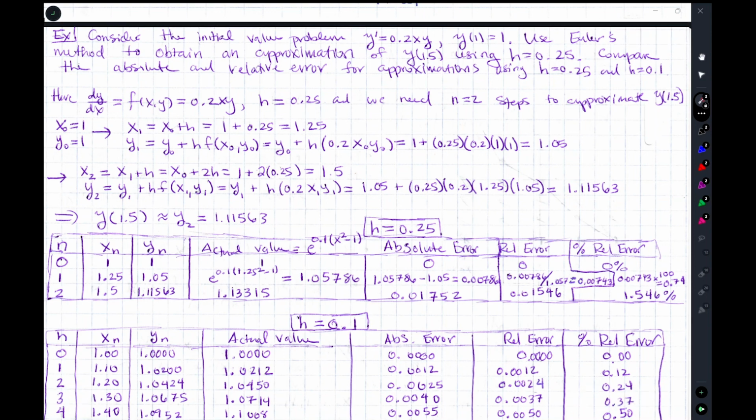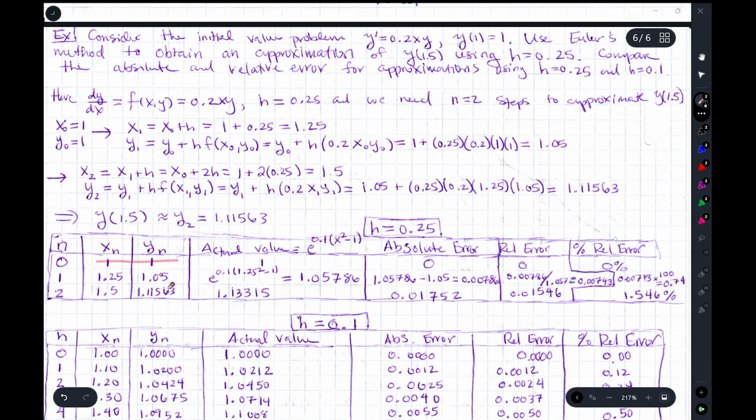Now we could actually get the exact value. Here's the exact solution. It's e to the 0.1 times (x squared minus 1). How do we get that? Well, this equation is separable, so we could integrate. We've done a video on separable equations, so you could take a look at that. But using separation of variables, we could integrate and get this. So this is going to be the actual value.